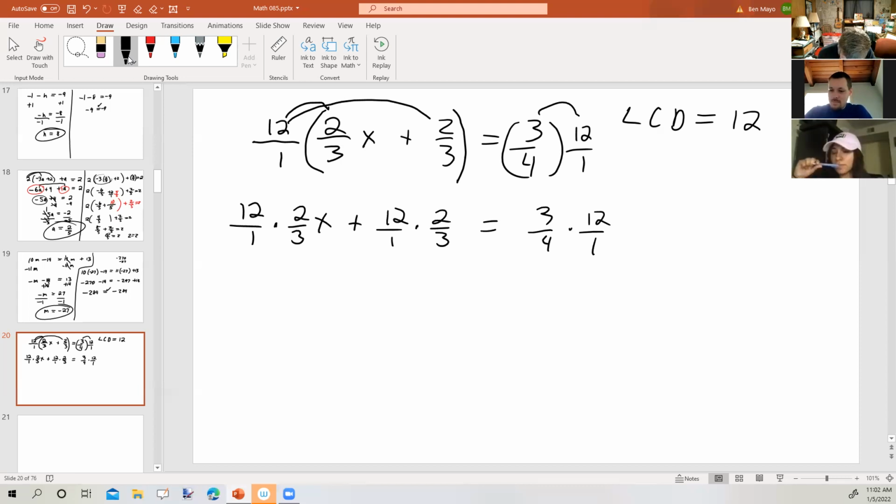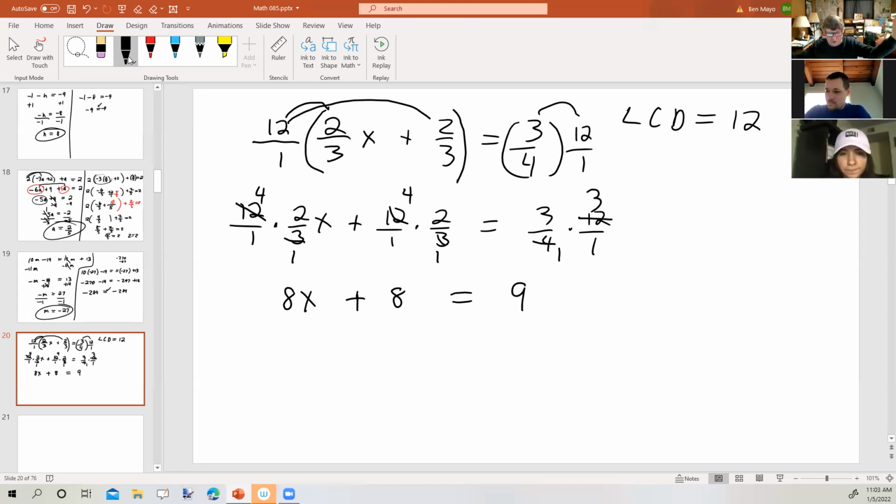12 over 1 times 2/3 x. 12 over 3 reduces to 4 over 1. I now have 4 times 2, which is 8x all over 1, so just 8x. The fraction's gone. Plus 12 over 3 is 4 over 1. 4 times 2 is 8. 8 over 1 is still 8. And again, the fraction's gone. And then 3/4 times 12 over 1. 12 over 4 is 3 over 1, and I get 9. Voila, the fractions are gone.